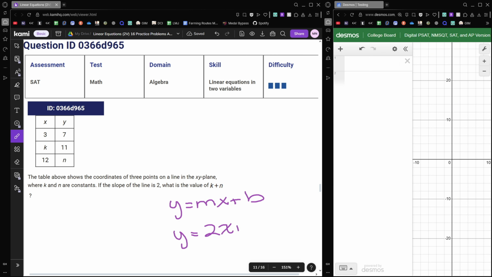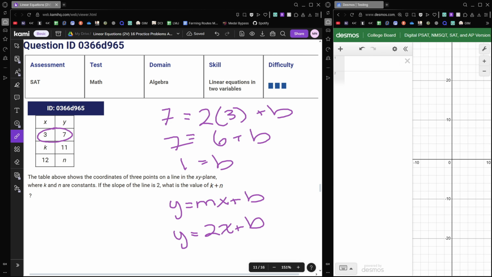Now let's go ahead and solve for b. To do that, we're going to use this point right here. So our y value, which is 7, is equal to 2 times our x value, which is 3, plus b. 2 times 3 is 6, so 7 is equal to 6 plus b, so b is equal to 1. So that means that the equation of this table would be y equals 2x plus 1.